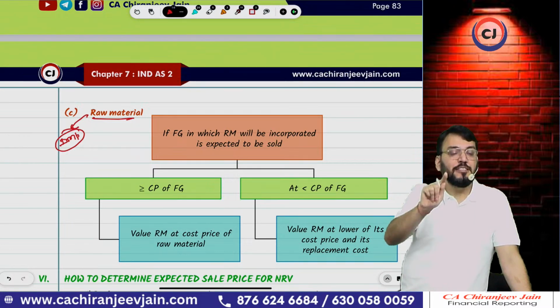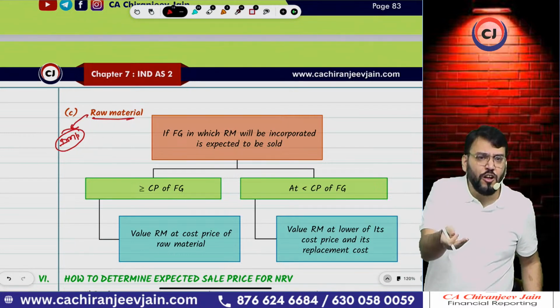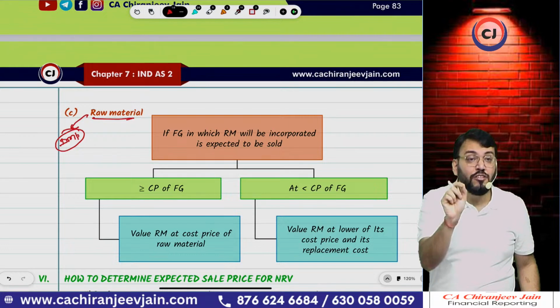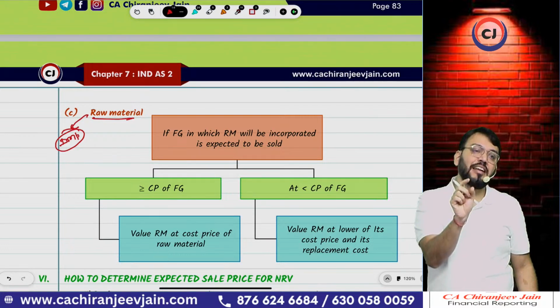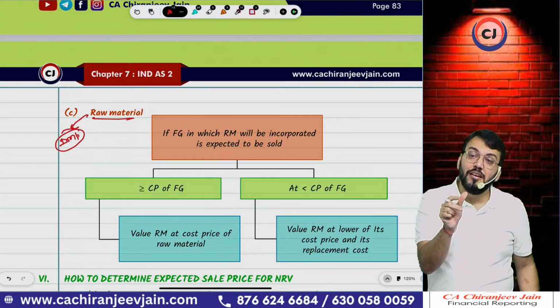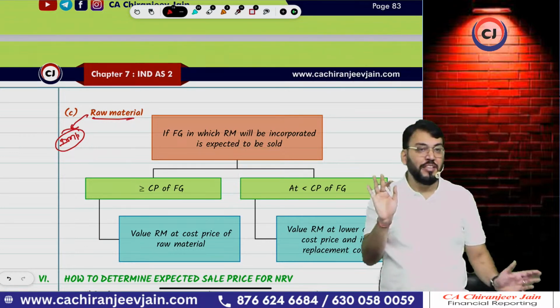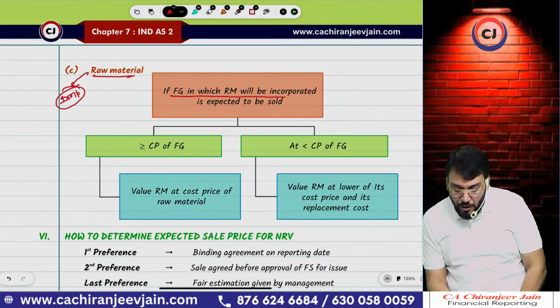we can say if they are expected to be sold at less than their cost price, so there is an expected loss. In that case, we should write down what? We should write down the cost price of raw material. So they say that in that case, value raw material at cost price or replacement cost, whichever is lower. Whichever is lower. Simple.